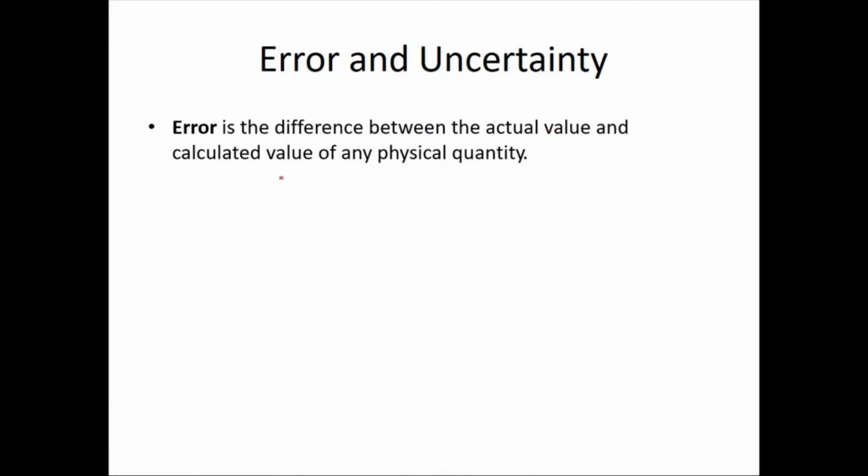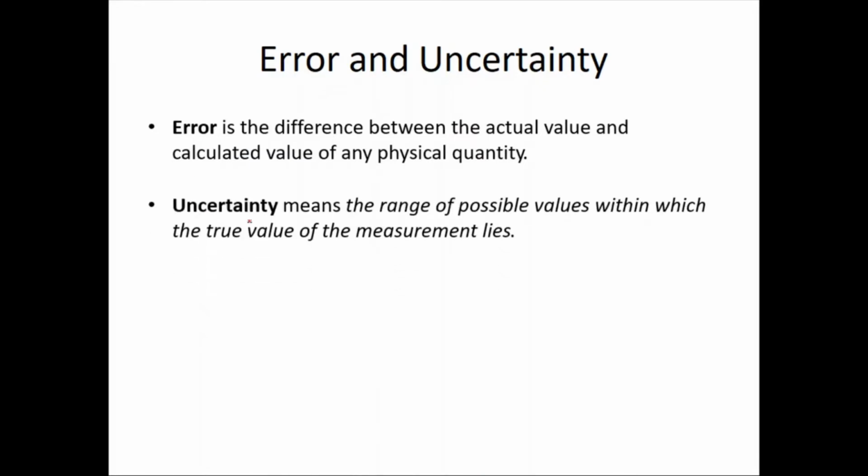Let's look at the error and uncertainty. Error is the difference between the actual value and the calculated value of any physical quantity. I'll give you an explanation for this one. Also, uncertainty means the range of possible values within which the true value of the measurement lies.